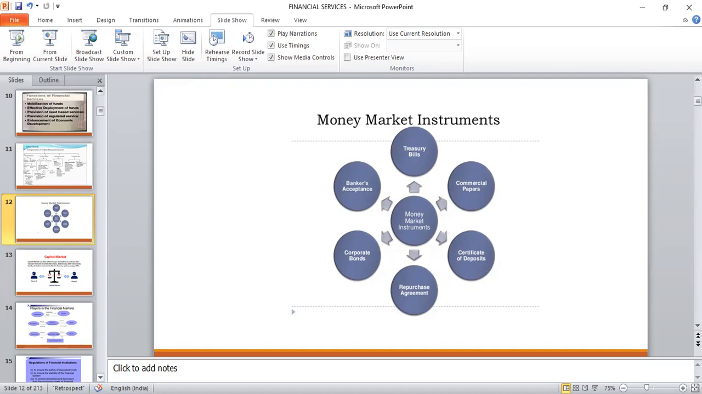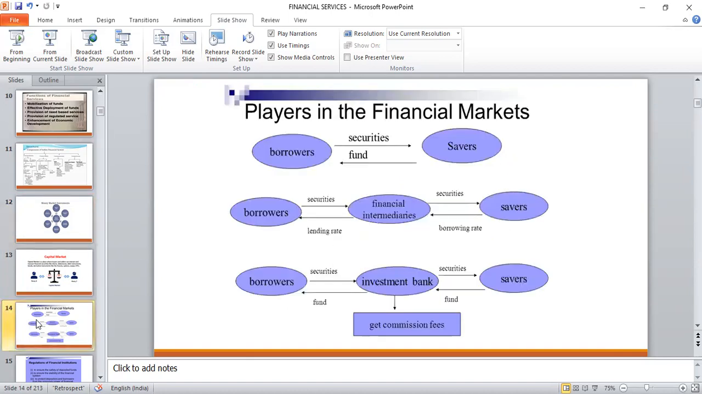These are just for the namesake, you would have to understand, right? Yes. The next comes your players in the financial market. So who are all the players in the financial markets? With this, we will just stop the class. We will continue with the next class.